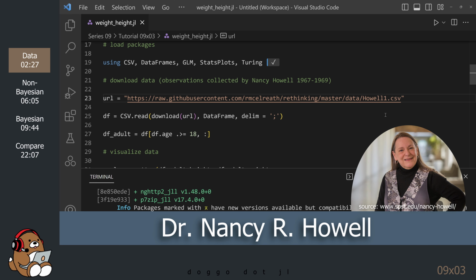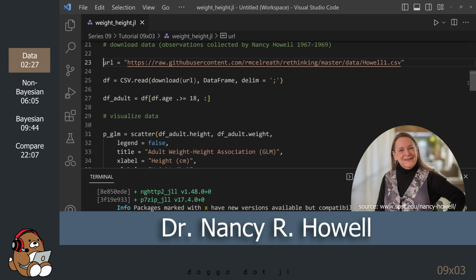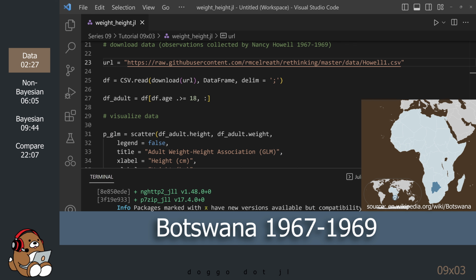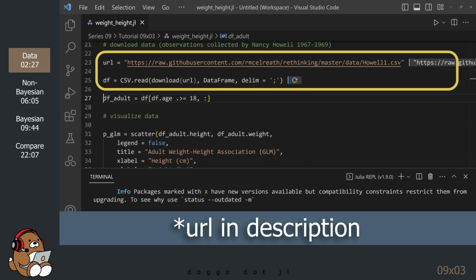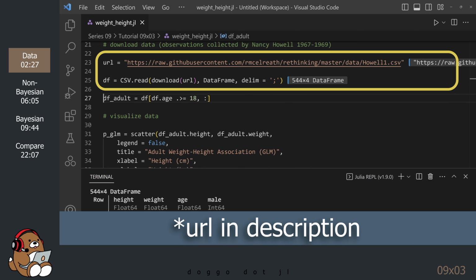As a motivating example, we'll be using a dataset of human weights and heights collected by Nancy Howell. Howell made these observations in Botswana between the years 1967 and 1969. I'm executing the code to download the data off the internet and to place that data into a data frame. If you're typing this code in manually, you can find a copy of this URL in the description of this video.